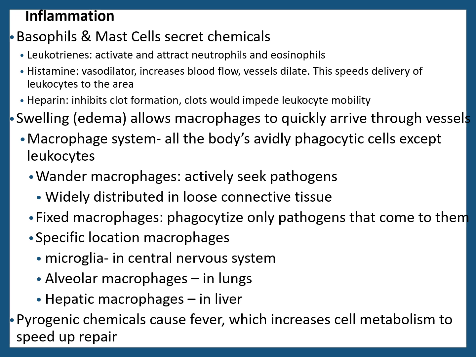And then we also have chemicals that can cause fever. So when these chemicals are released, they're called pyrogenic, because pyro means heat, genic means producing. So these chemicals will produce heat and they increase the cell metabolism. When metabolism increases, heat is a byproduct. That actually has a function to help speed up cell repair.